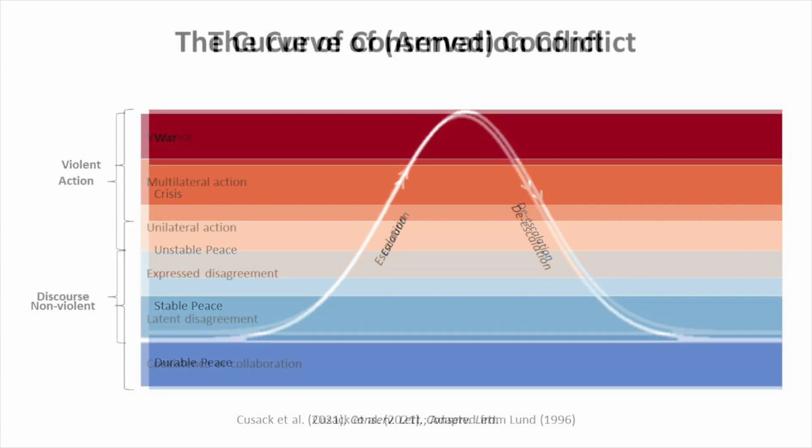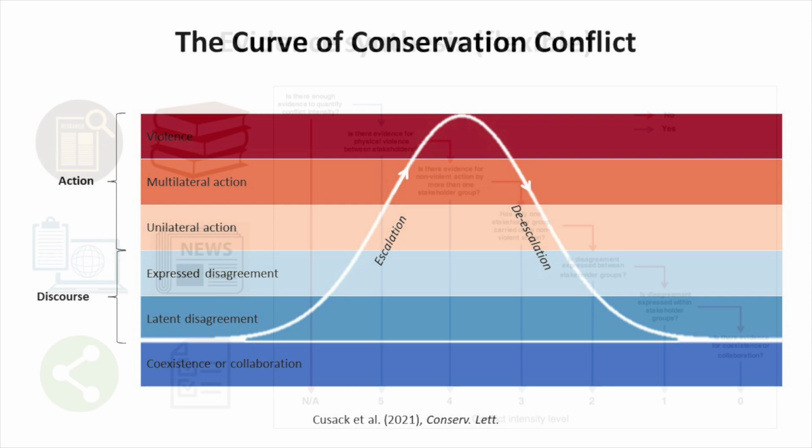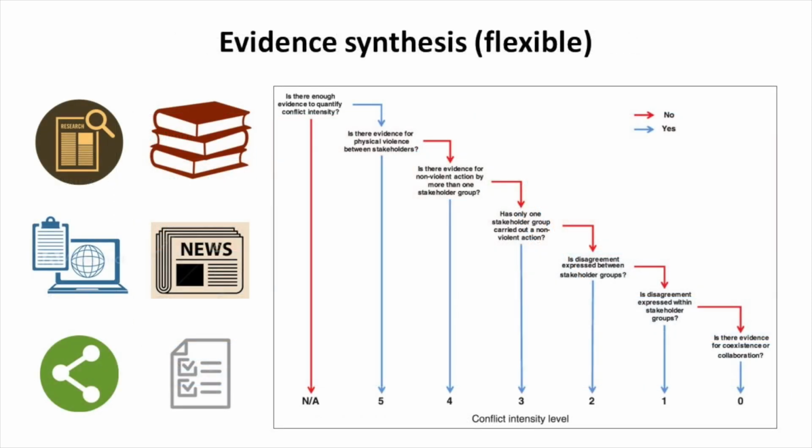And we adapted that to conservation conflicts, which are not quite as severe as armed conflicts, but it goes from coexistence or collaboration through to violence, and different levels of disagreement and unilateral and multilateral action. And so how do you gather this evidence? This is probably the most difficult step, and it's quite flexible, but from various sources. You can go to papers, to books, to online surveys, to newspapers, to whatever you want, WhatsApp groups, and you go through this decision tree to assign levels to different temporal steps of a conflict.